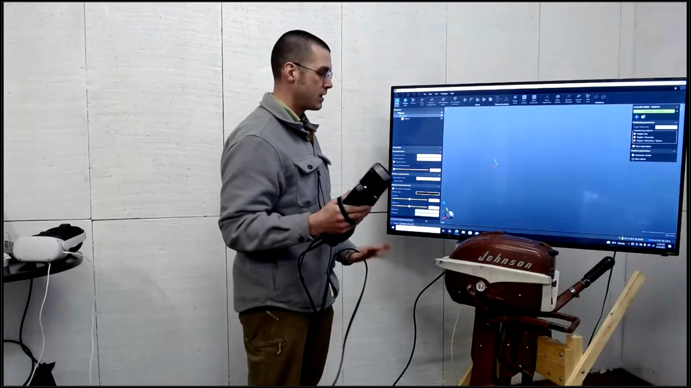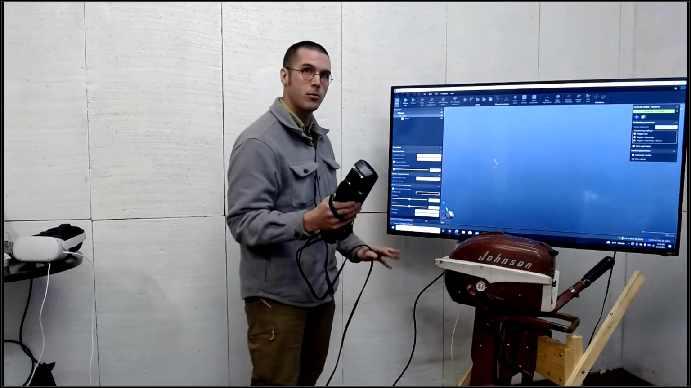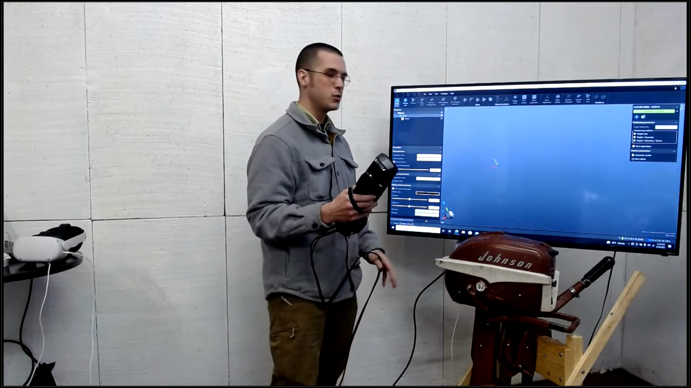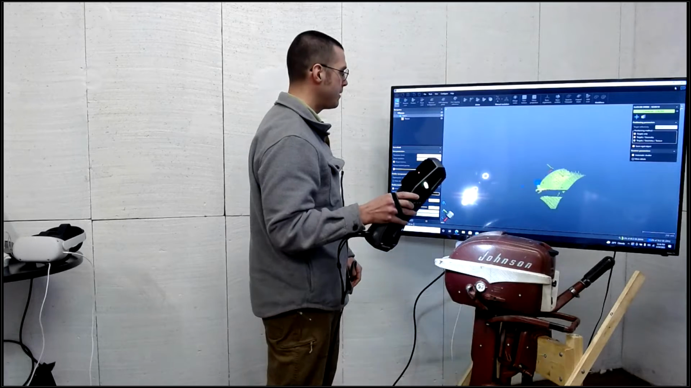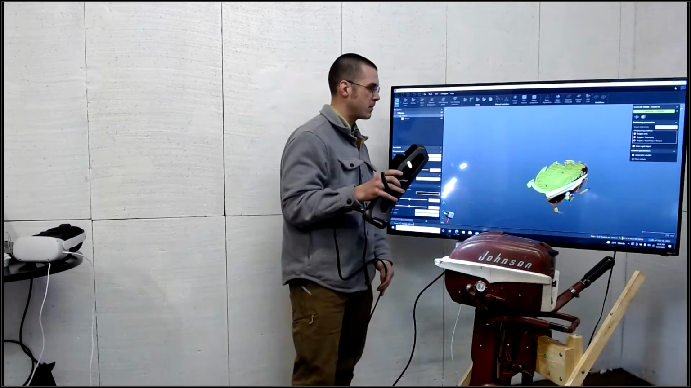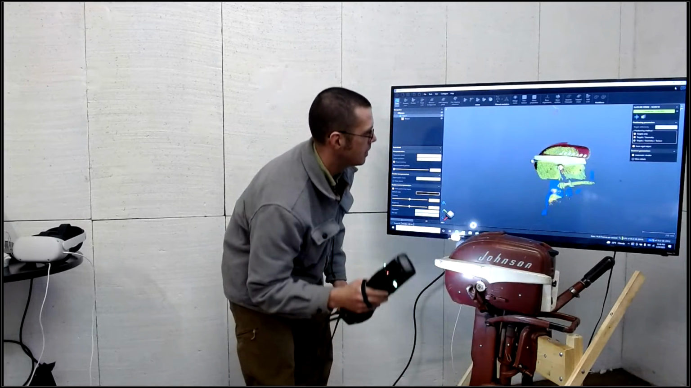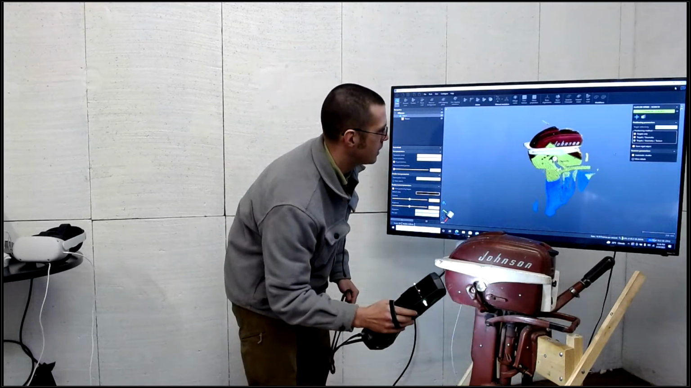As Jenny was saying, this is an antique Johnson outboard boat motor. And in my hand, I have the Creaform GoScan Spark. The benefit of a scanner like the GoScan Spark is its ability to capture not only the geometry of the part being scanned, but the color as well.